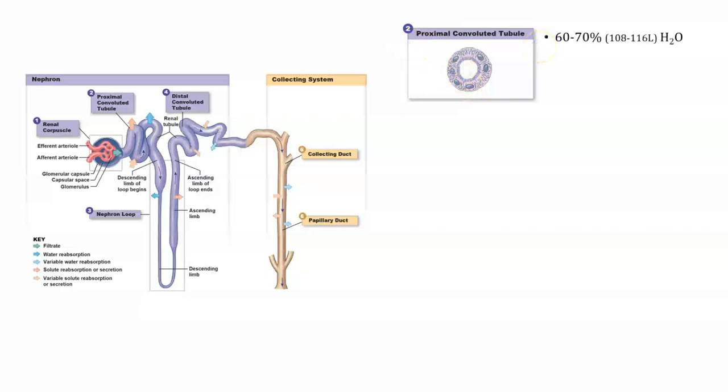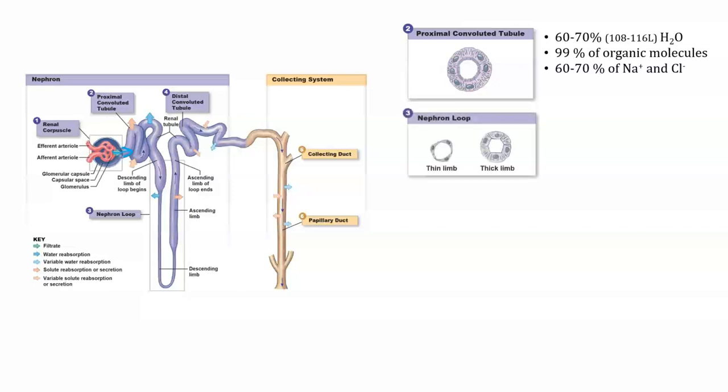So the stats here is about 60 to 70% of all the water that is lost is reclaimed. And then about 99% of all the organic molecules, so these would be like your monosaccharides and your amino acids and your vitamins and your lipids and things. About 60 to 70% of the important electrolytes of sodium and chloride ions are absorbed here. And then we come down to the nephron loop.